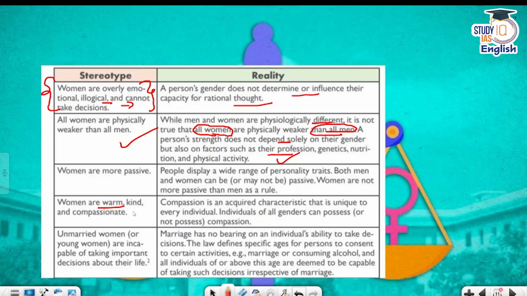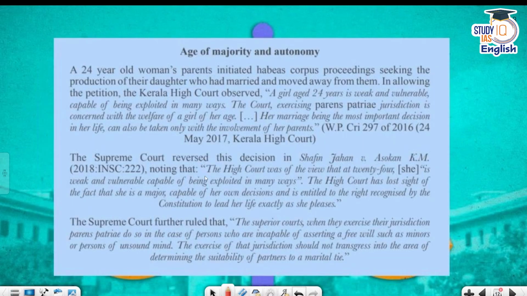Women are warm, kind, and compassionate. Compassion is an acquired characteristic that can be developed, and it exists in every individual. Unmarried women are incapable of taking important decisions about their life. How does it matter if a woman is married or unmarried? It doesn't actually depend on that. It depends on the experience they have achieved throughout their life.